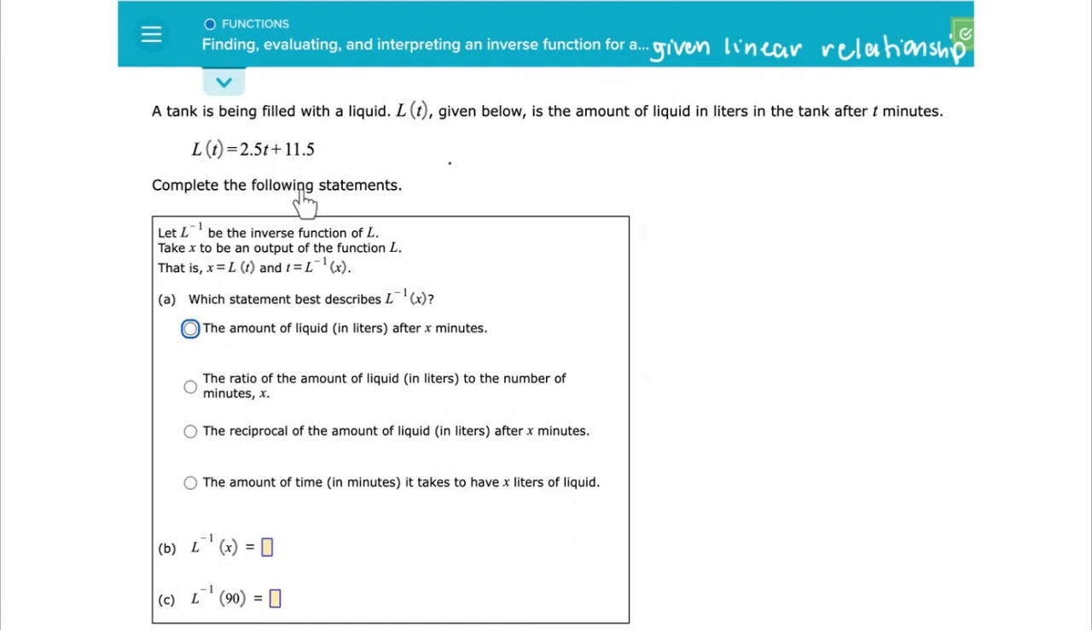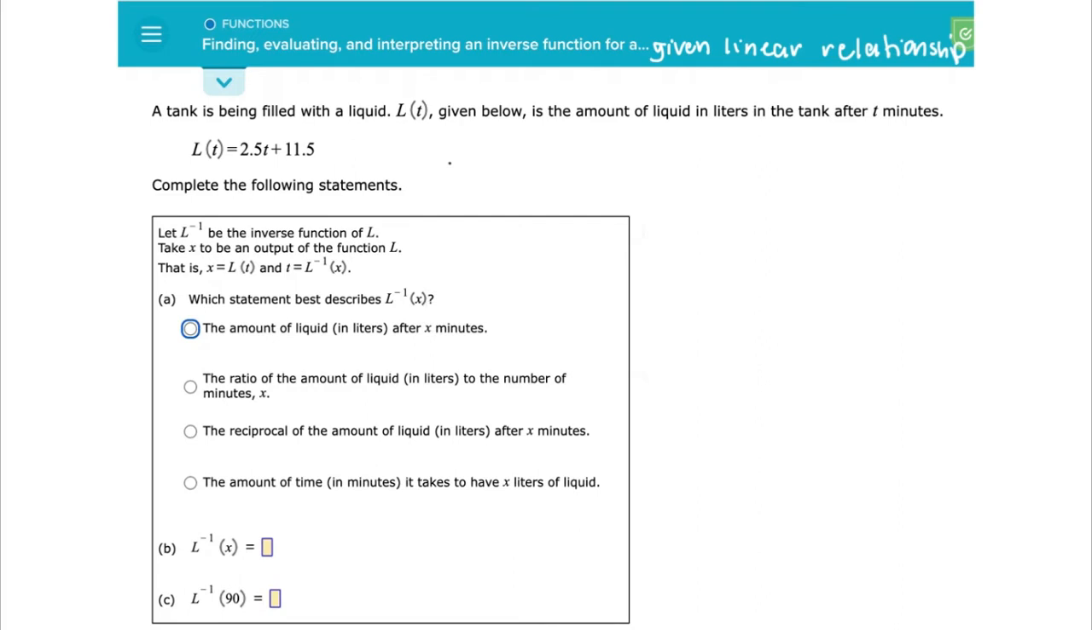and they want us to complete the following statements. Let L inverse be the inverse function of L, and let x be the output of the function L. That is, x is equal to L of T, and T is equal to L inverse of x. Which statement best describes L inverse of x?